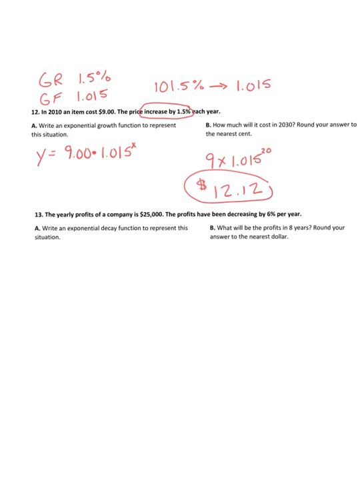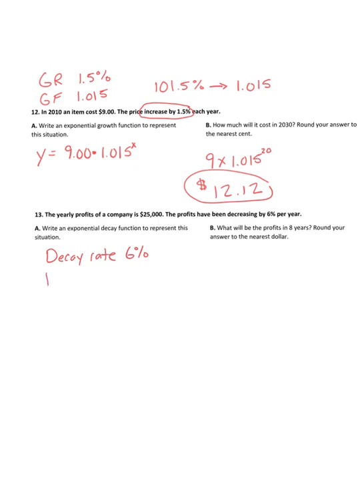For the second problem here, the yearly profits of the company is $25,000. Profits have been decreasing by 6% per year. So now, this is a decay problem because it's going down. The decay rate is 6%. That means that they're losing 6% of income or profits per year, which also means that they are keeping 94%. So they're losing 6 and they're keeping the 94.